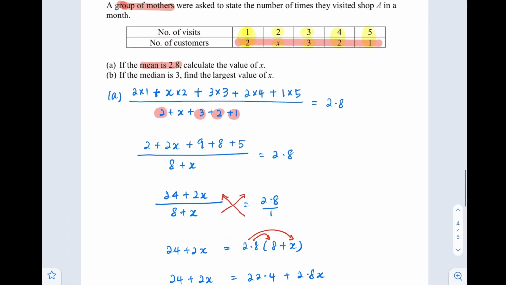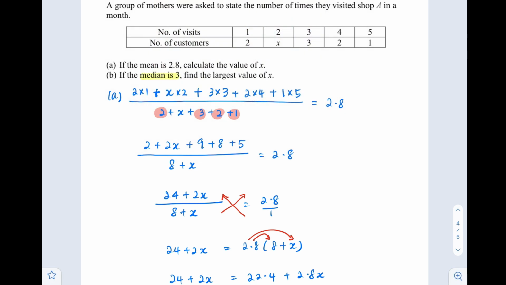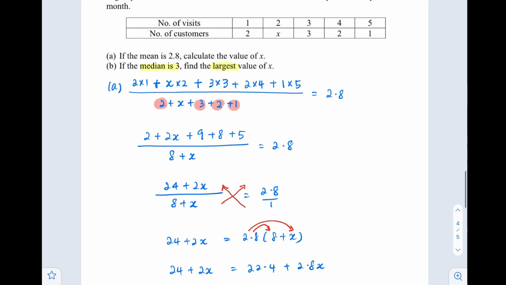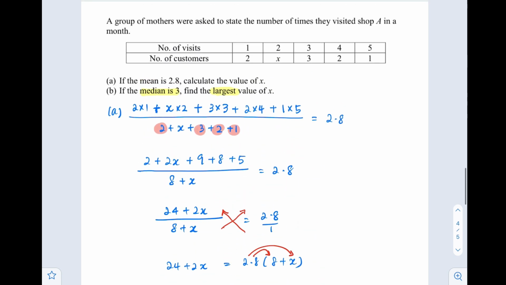Now we move on to the next question. The question says if the median is 3, how can we find the largest value of x? Remember, median is the number in the center. In this case, I cannot use x is equal to 2 because it's a separate question already. I need to find another value of x given that the median is 3.